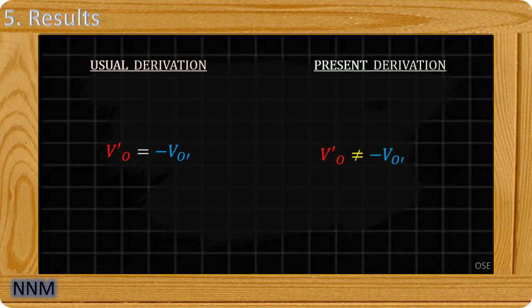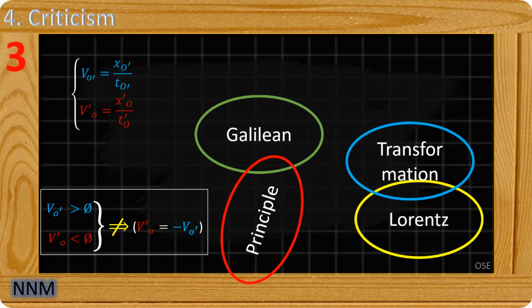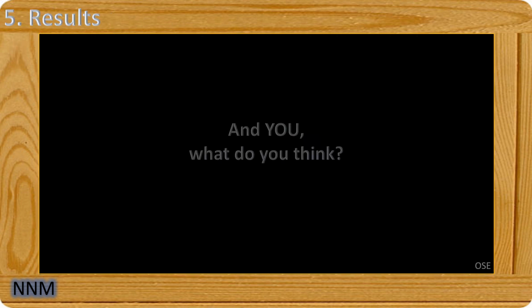Results. We did not succeed in establishing equal speeds between two different reference frames. This is due to the confusion of concepts. Confusion. And you? What do you think?